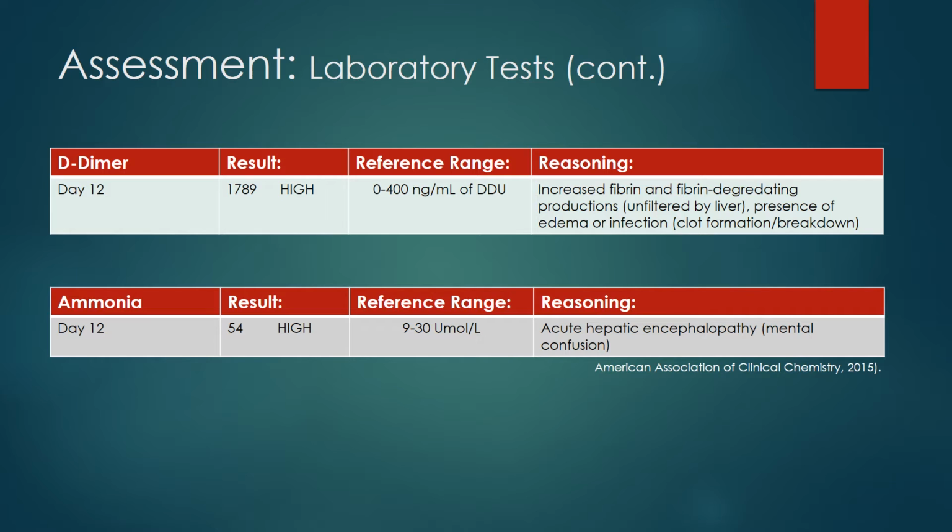Her ammonia level on day 12 was also checked. Her mental capacity was, she was very confused just prior to being intubated, and so the likelihood there with the ammonia being high is that she had acute hepatic encephalopathy at that point due to her worsening liver function.